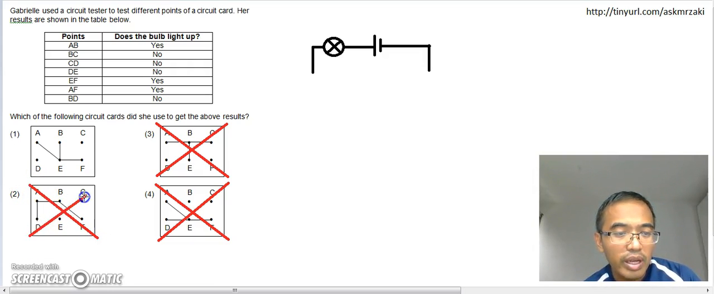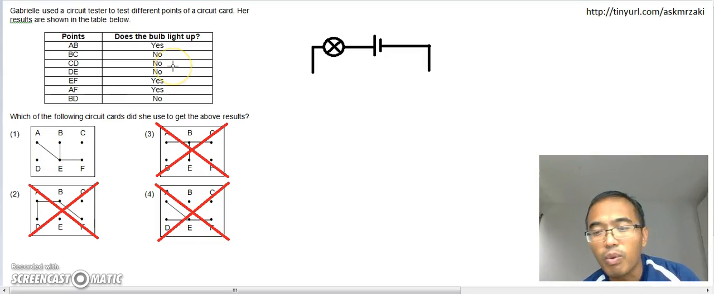Alright, let's check with the rest. A and F should have a connection, because it lights up. So A and F has a connection, right? Can you see that? A and F has a connection, so it's correct. And then B and D should not have a connection. So B and D no connection. So the answer is number 1.